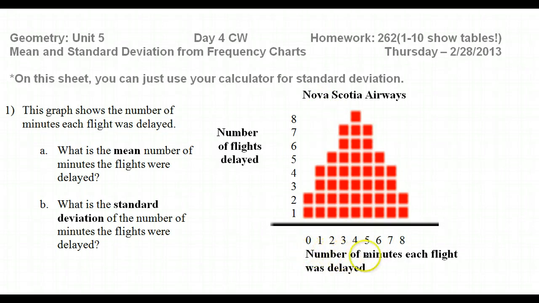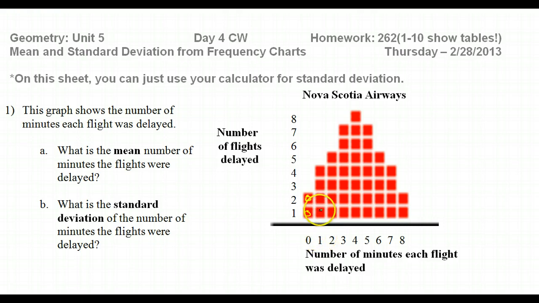This graph is telling you about flight delays. This information is the number of minutes each flight was delayed for Nova Scotia Airways during a certain period of time. Each one of these squares represents a flight, but where it is tells you how many minutes it was delayed. In other words, look at the numbers at the bottom. See this 0? That means this flight was delayed 0 minutes. Same with this one.